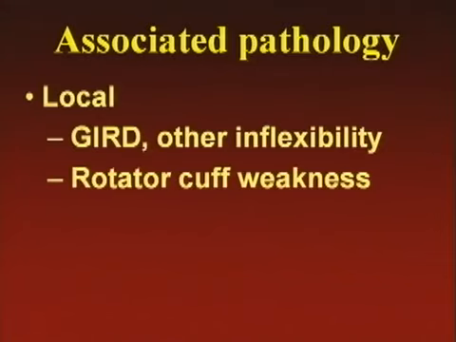What's the associated pathology you have to deal with? Locally, not only was there a labral injury or something like that, but remember the internal rotation deficits, other inflexibilities of the pectoralis minor, of the scalenes, of the biceps, a lot of things that you need to pick up on your exam before you do surgery so that you know that you're going to have to deal with them post-operatively. And then, as I say, if you had some rotator cuff weakness in your labral repair, you need to know that you have to rehabilitate that.